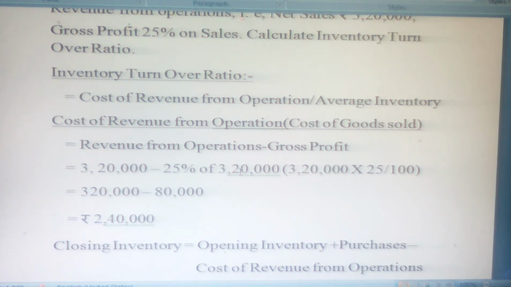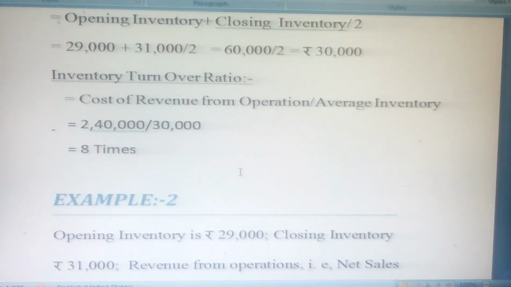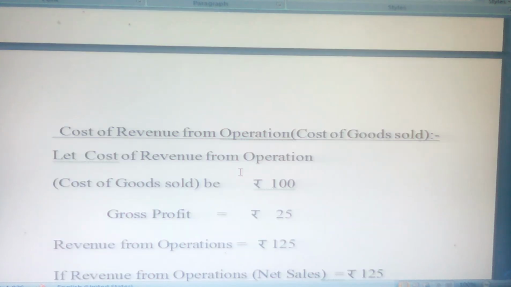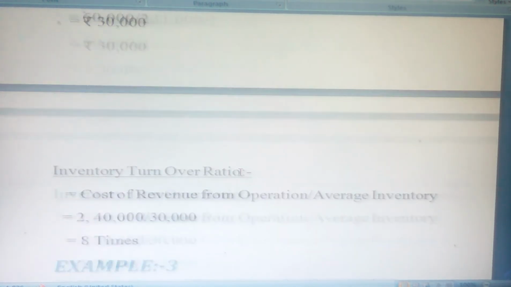25% on sales, how to calculate? 25% on cost, how to calculate? It's very, very important information here. Okay, then go for the next example.